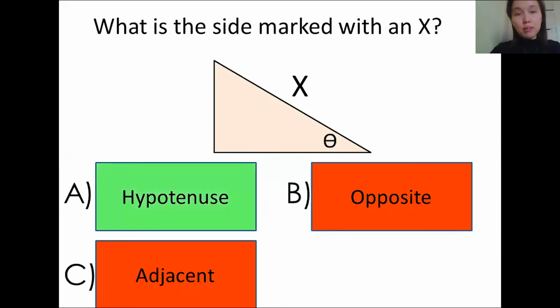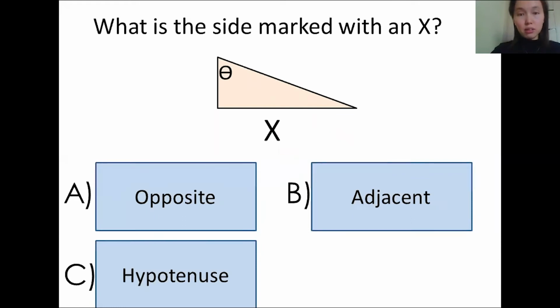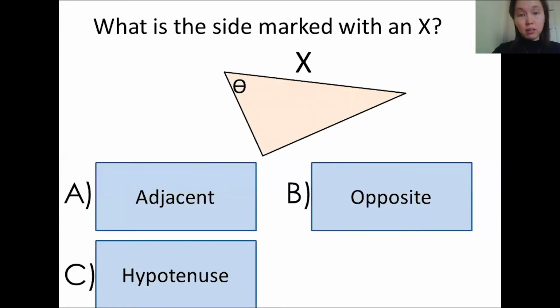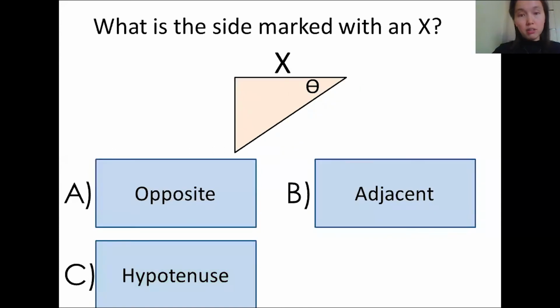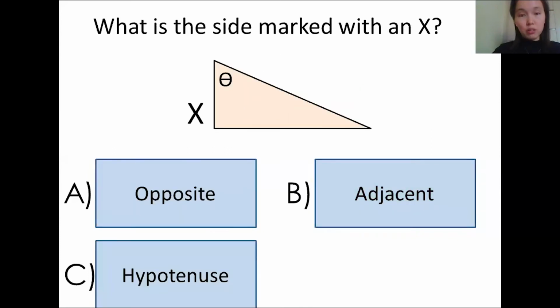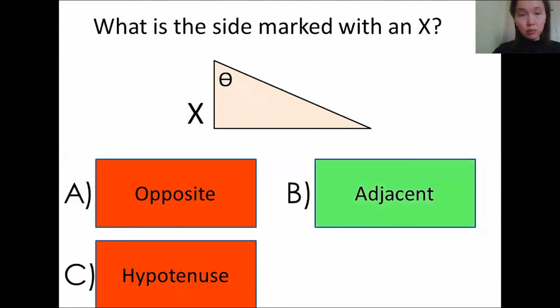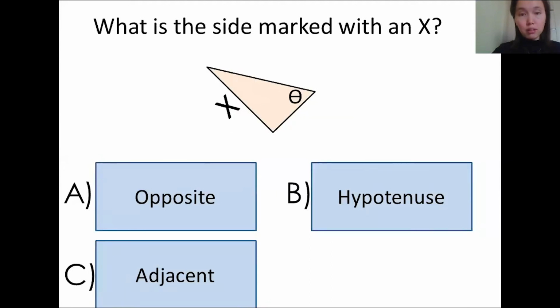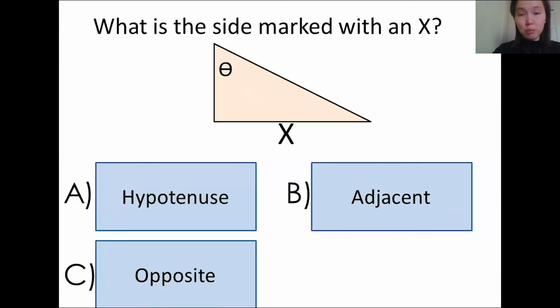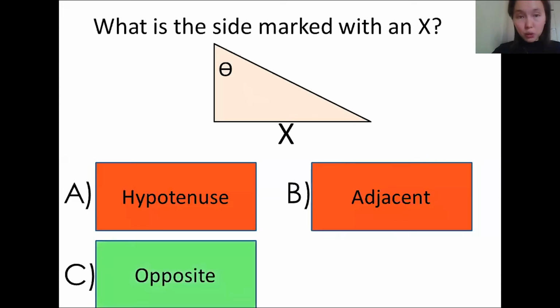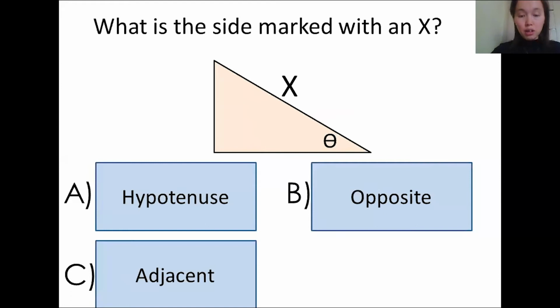What is the side marked with an X? Here X is opposite. Here X is hypotenuse. Here X is the adjacent side. The next question, X is also the adjacent side. Here X is the opposite side. Here X is also the opposite side. And the last question, X is hypotenuse. I think you understand the subtopic about labeling the sides of the right angle triangle.